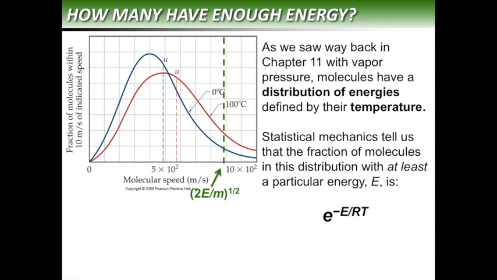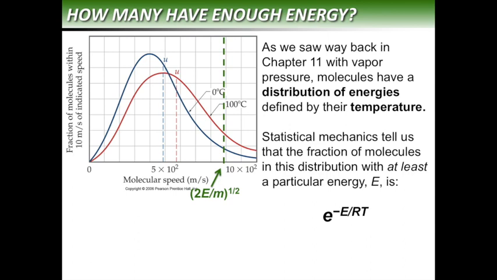I know that if I take that amount of energy and I plug it in to this expression, e to the minus energy over RT, where R is the ideal gas constant, by the way, and T is the temperature in kelvins, that will tell me what fraction of my molecules have at least that much energy. Not that have exactly that much energy, but have that or more.